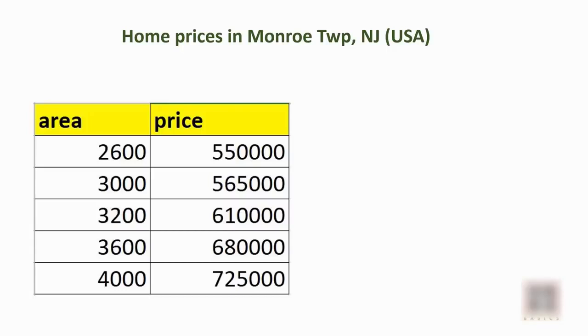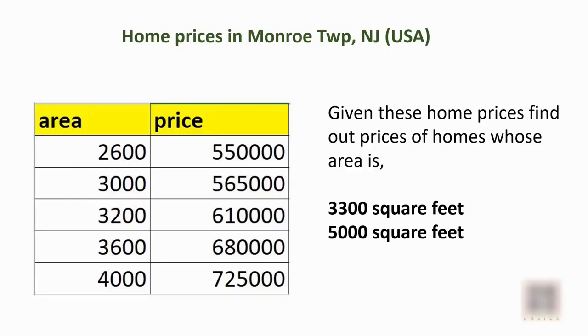Today we are going to write Python code to predict home prices using a machine learning technique called simple linear regression. In this table, I have the prices of homes based on the area of that home in my neighborhood in Monroe Township, New Jersey. Using this data, we'll build a machine learning model that can tell me the prices of the homes whose area is 3,300 square feet and 5,000 square feet.